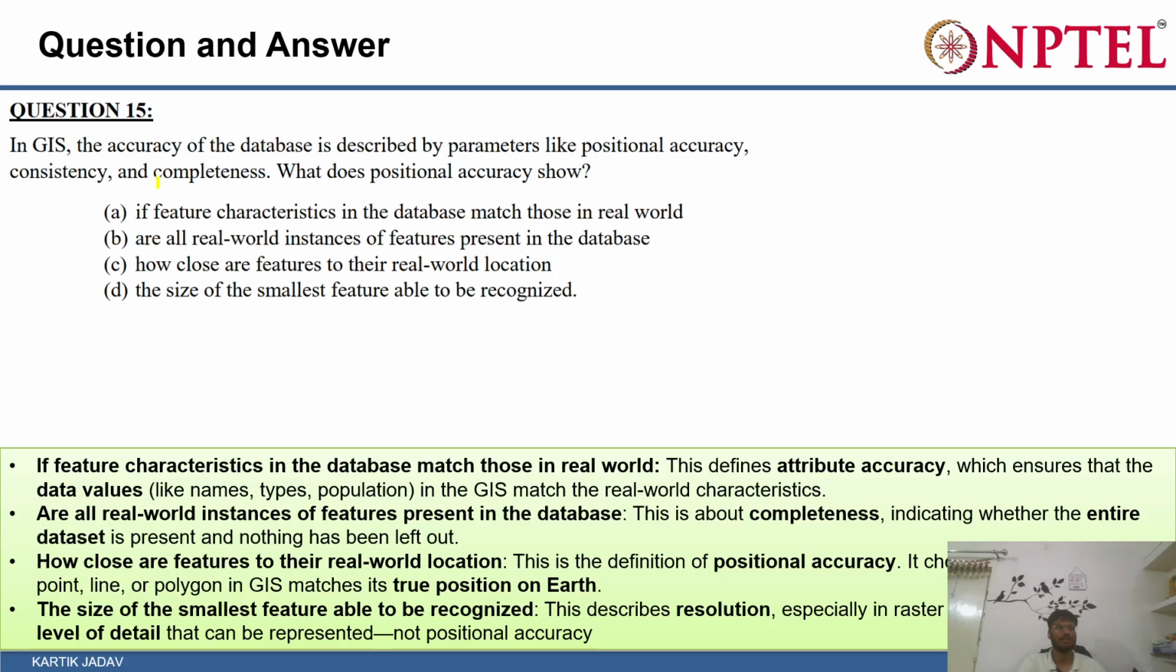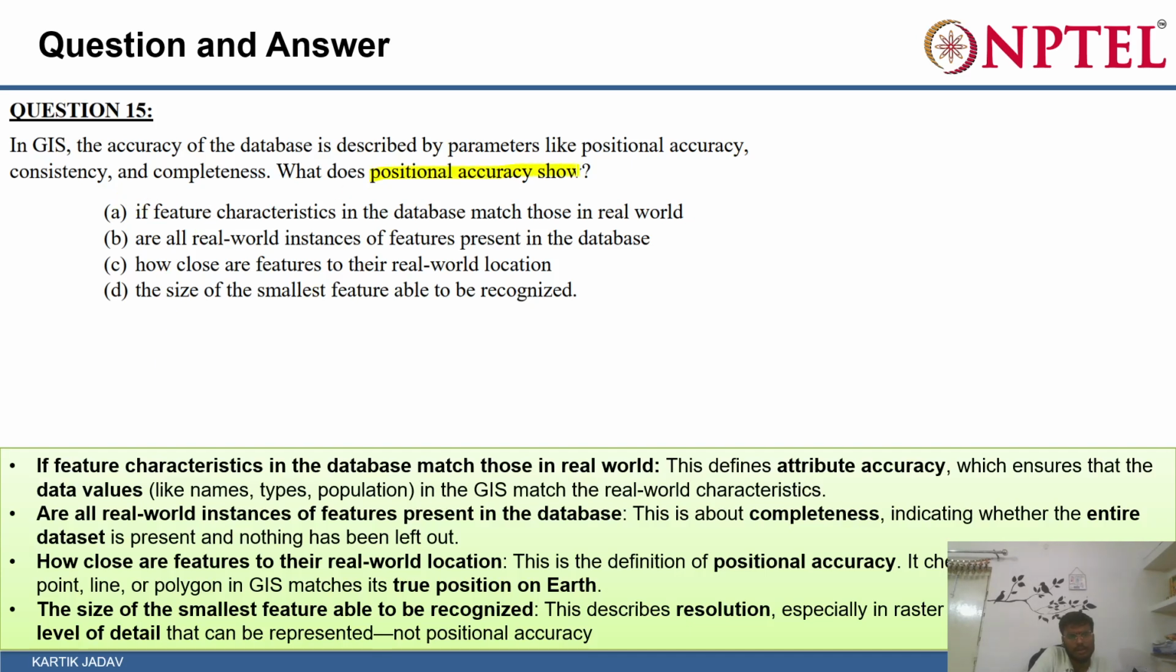Question number 15. In GIS, the accuracy of a database is described by parameters like positional accuracy, consistency, and completeness. What does positional accuracy show? So let's first quickly read the options.